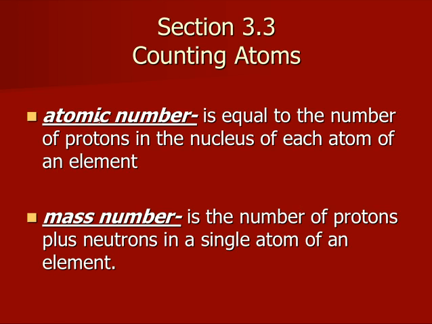We have the atomic number, which is something that's on your periodic table, and it is equal to the number of protons in the nucleus of each atom of an element. This number of protons, therefore, defines what element you're looking at.